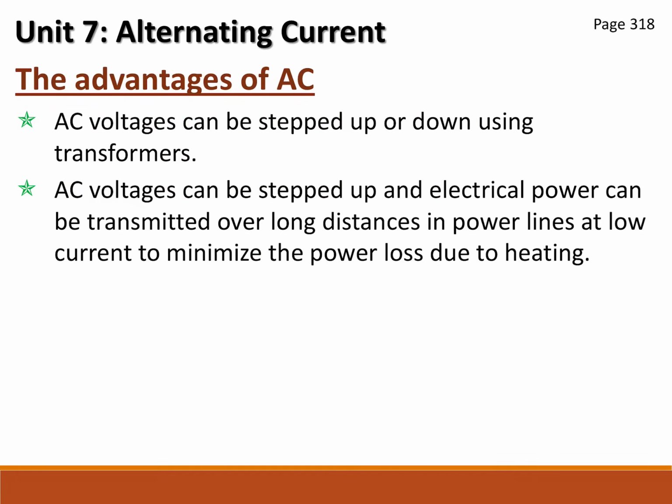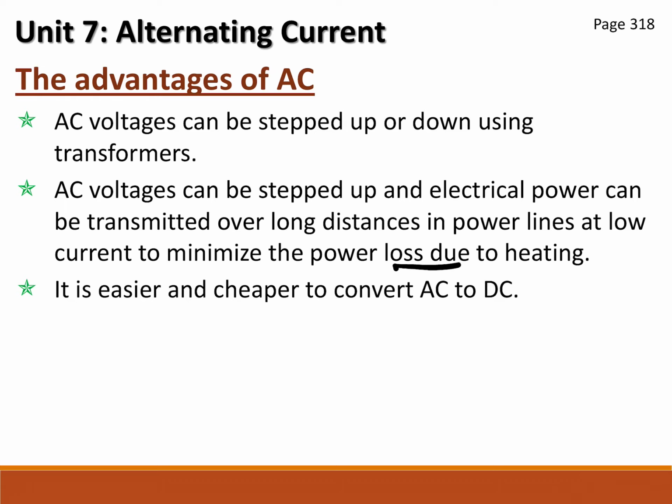So we can actually change the value of the AC voltage, which is really important for us when we transmit it. AC voltages can be stepped up at Eskom, then transmitted over our power lines at very, very high voltages and very, very small currents. And the whole point of that is to minimize power loss due to heating. The smaller the current that it gets transmitted at, the smaller the amount of power lost. It's easier and cheaper to convert AC to DC than to convert DC to AC.